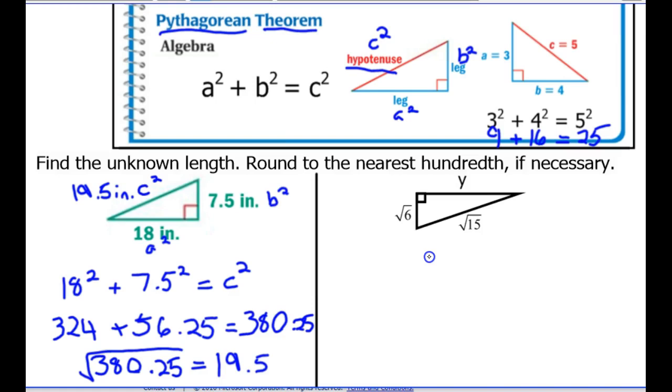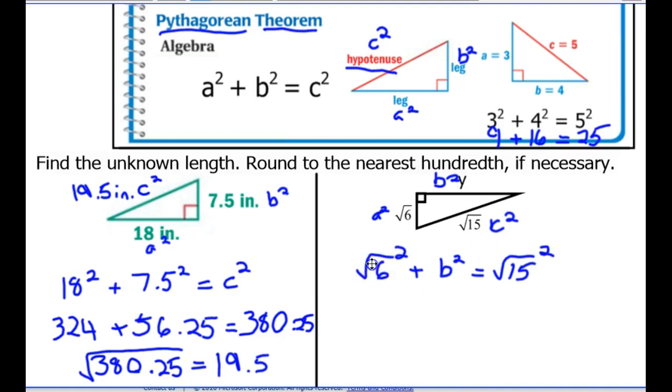Here, let's say our a squared is here and our b squared is here. Oh, hold on, this is our longest side, so this is our c squared. We're looking for our b squared. So what we have is the square root of 6 squared plus our b squared equals the square root of 15 squared. So these are a squared and b squared.